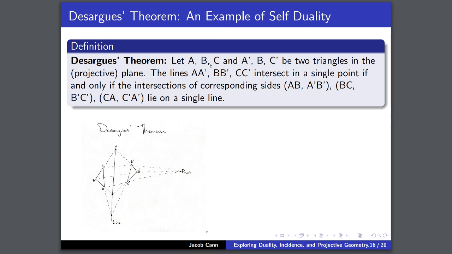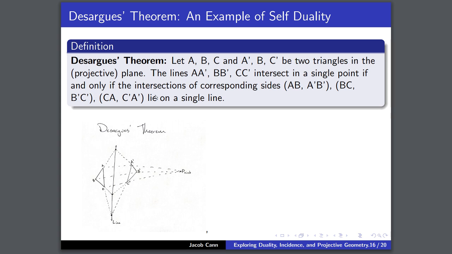We have, let A, B, C, the triangle A, B, C, and A prime, B prime, C prime, this triangle, be two triangles in the projective plane. The lines A prime, this line, B prime, this dotted line, C prime, this dotted line, they all intersect at a single point. They are perspective to the point.